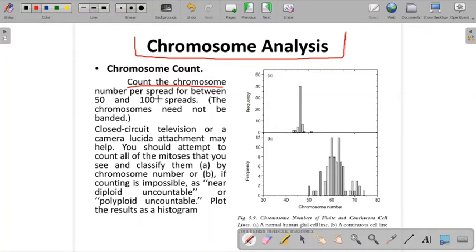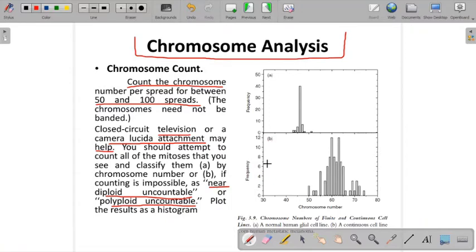We arrange it, but the spread should be between 50 to 100 so that you can get the proper result. Okay. The closed circuit television or the camera lucida attachment may help because it takes accurate, clear-cut photographs. After that we can count the chromosome number. After counting, there is analysis. Within that analysis, diploid countable numbers are there or polyploid countable numbers are there.